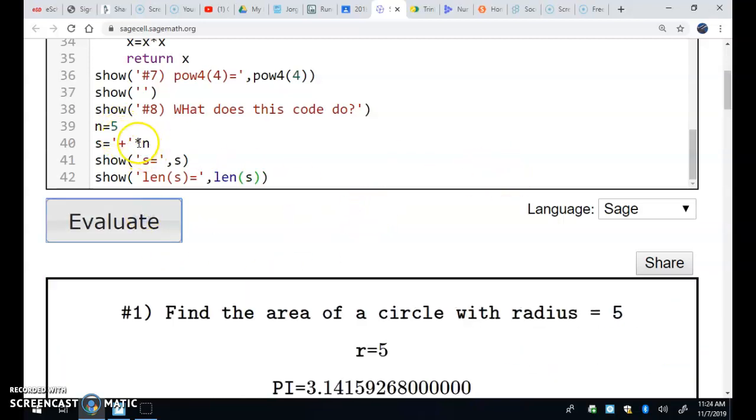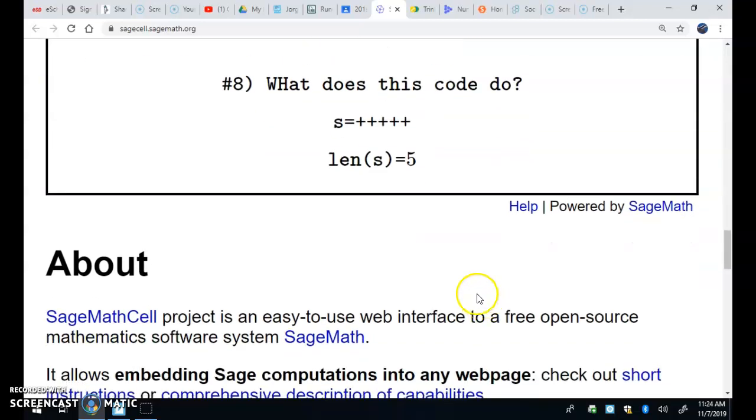All right, so you know what this does. If n is 5, this doesn't mean multiply. This means concatenate 5 times whatever this is to itself. So you're going to have 5 plus signs. Okay. And the length would be 5.